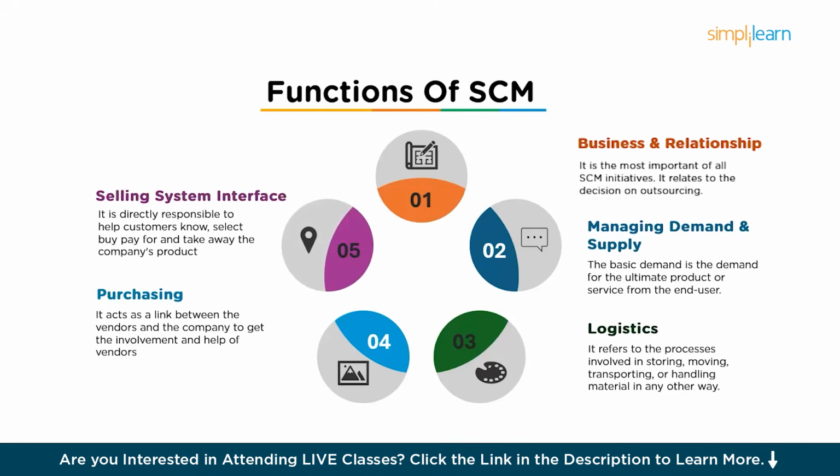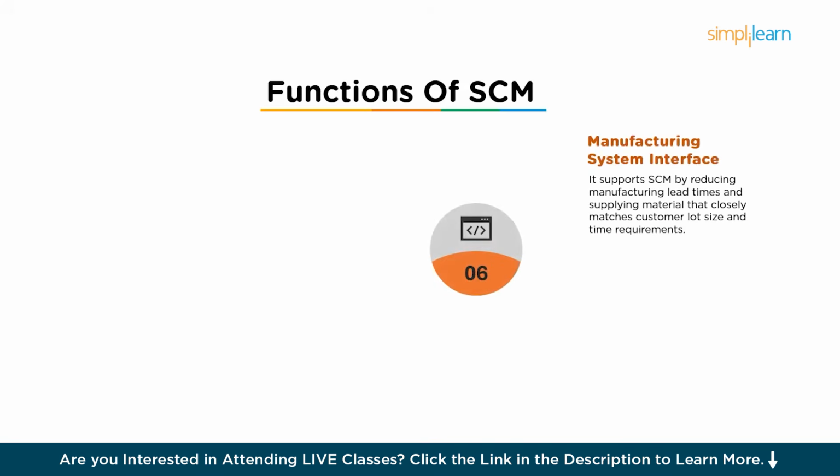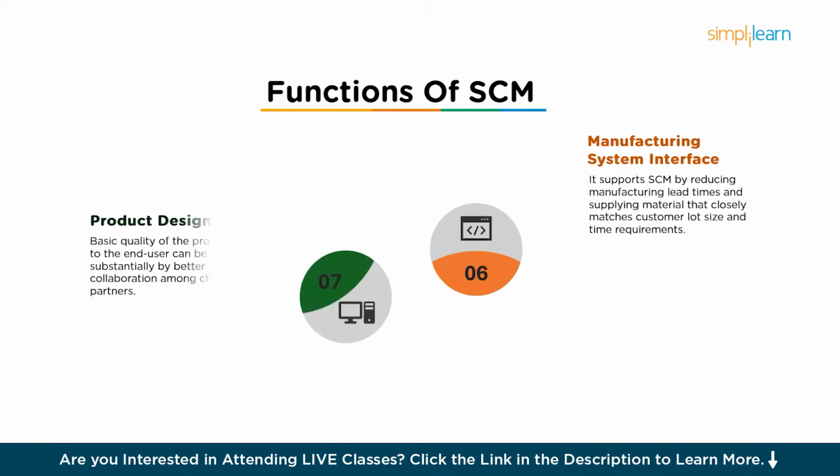Then comes the selling system interface. It is directly responsible to help customers know, select, buy, or pay for and take away the company's product. Then comes the manufacturing system interface. It supports SCM by reducing manufacturing lead times and supplying materials that closely match customer lot size and time requirements. Then comes product design and interface. Basic quality of the products sold to the end users can be improved substantially by better collaboration among channel partners.